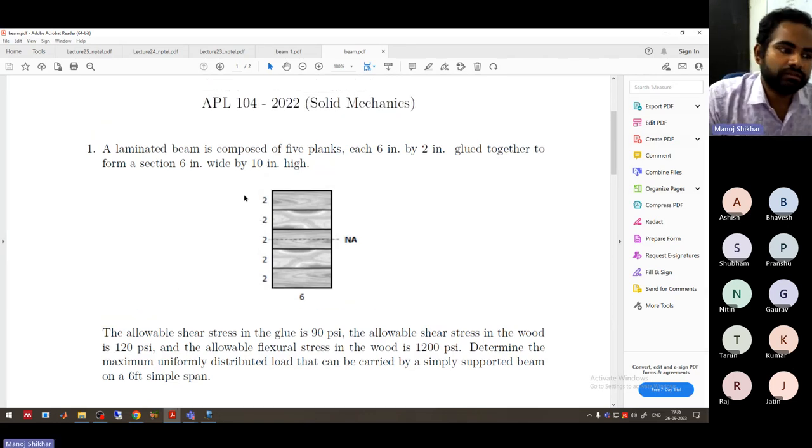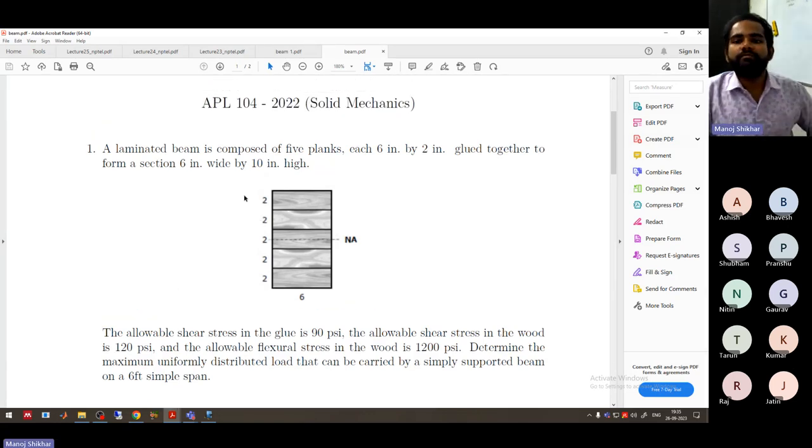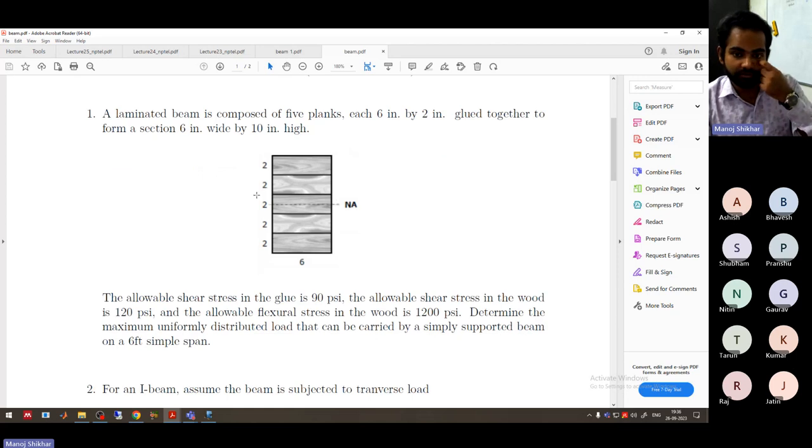So the question is, a laminated beam is composed of 5 planks, each 6 inch by 2 inch. So the width of the plank is 6 inch and the height of the plank is 2 inch. And we have stacked 5 different planks here. So the total height of the beam becomes 10 inches, right? It is written that they are glued together to form a section 6 inch wide by 10 inch height. That is what I told.